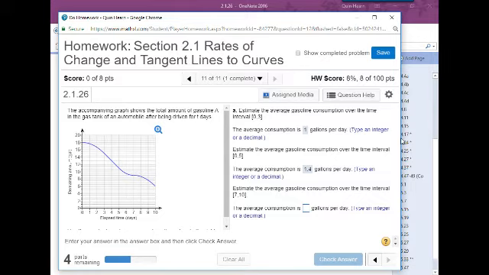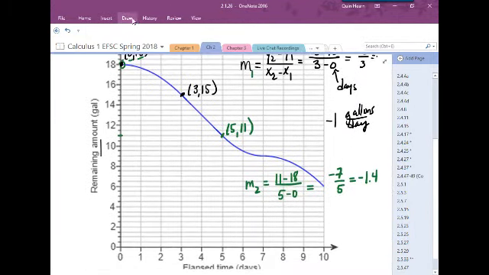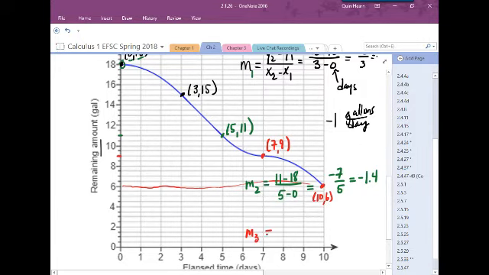Okay. Estimate the average gasoline consumption over the time interval 7 to 10. So from 7 to 10, let's go with red ink here. 7 looks like it is at 9. The y value is 9. 10, it looks like 6. So 10, 6. So the third part is going to be 6.